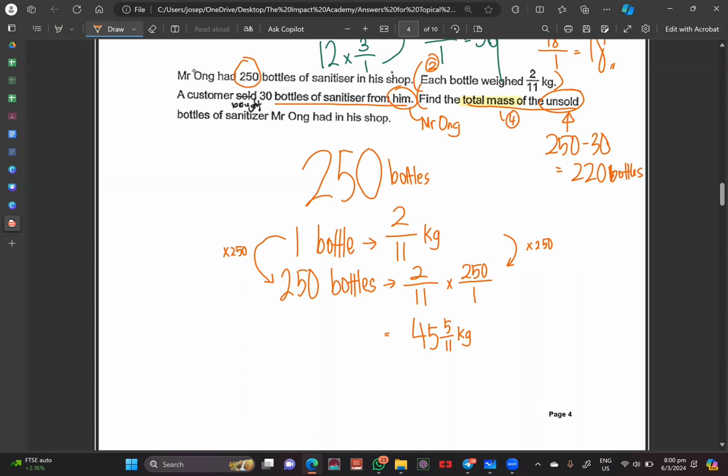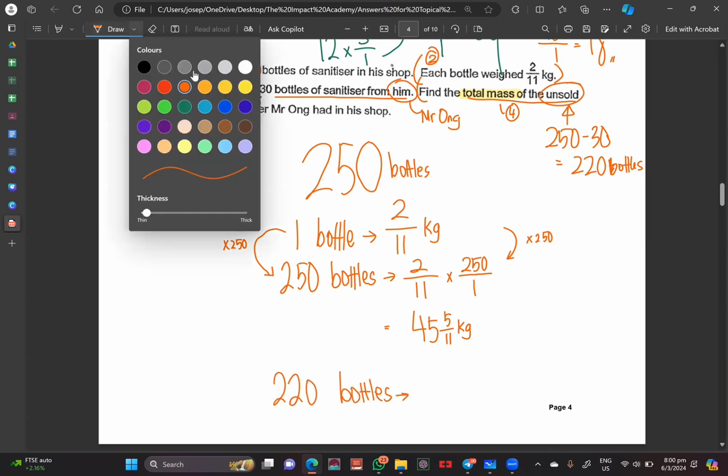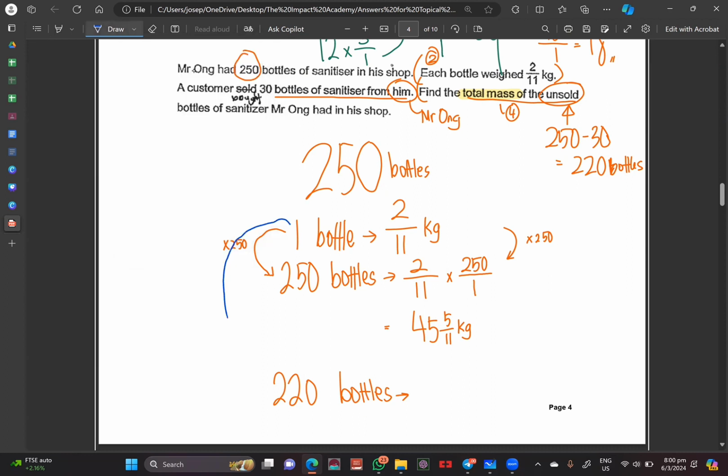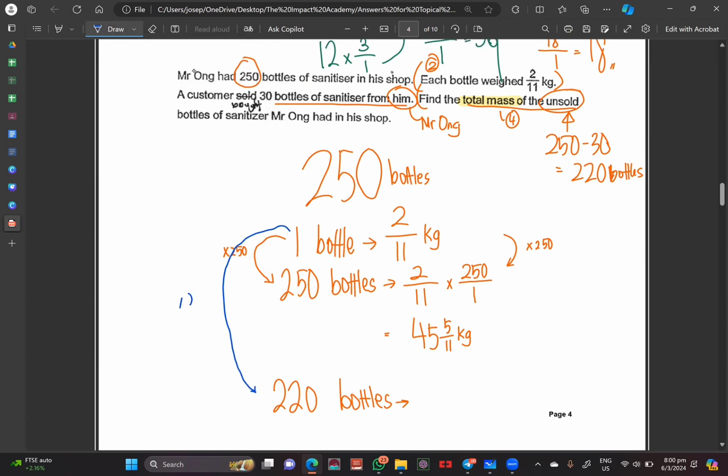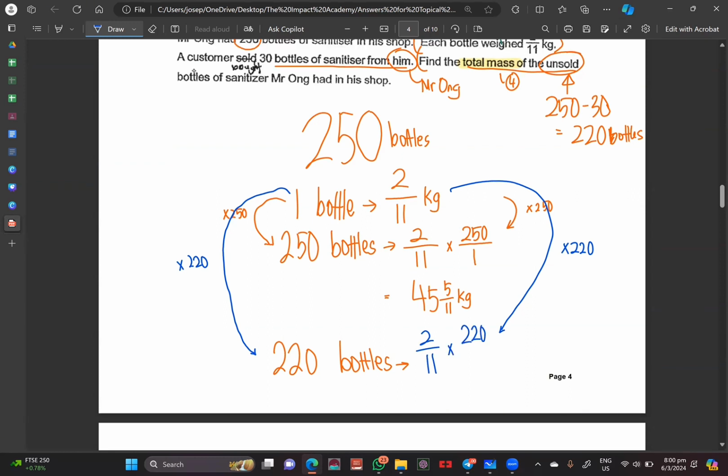So we are going to find the total mass. So we'll find 220 bottles. Over here, you have to ask yourself a very simple question. How do I get from 1 to 220? I times 220. Agree or disagree? Then from here to here, I also times 220. Does that make sense to you? So all you need to do is just 2 over 11 times 220 over 1.